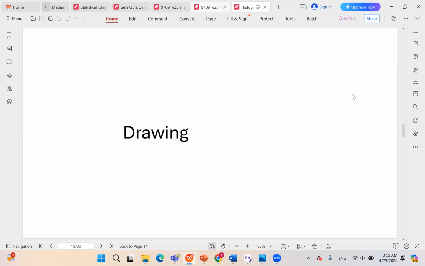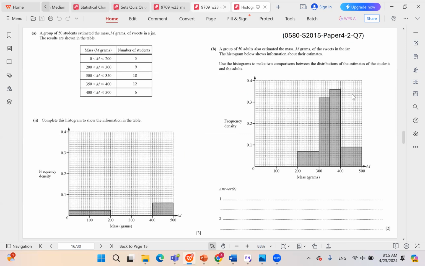Next, we move on to questions that require drawing. A group of 50 students estimated the mass m grams of sweets in a jar. The results are shown in the table. Complete this histogram to show the information in the table. It's pretty much the same concept. First, we want to get the width. So the width here is going to be 200, 100, and then 50, 50 again, and finally 100.